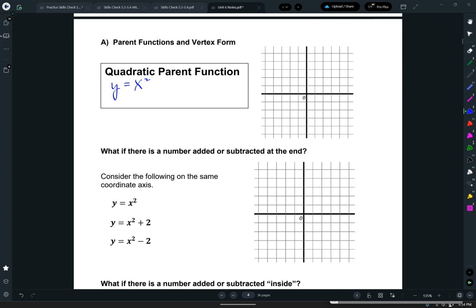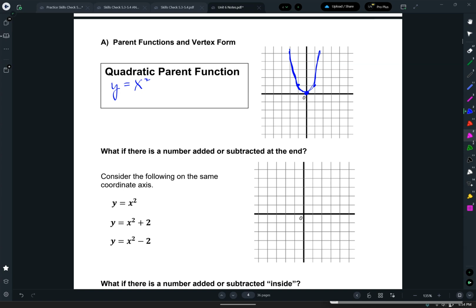So the quadratic parent function goes through the origin right here, it has another point that's up 1 over 1 on each side, and it's approximately this basic shape. Okay, so that's the general shape of a parabola.